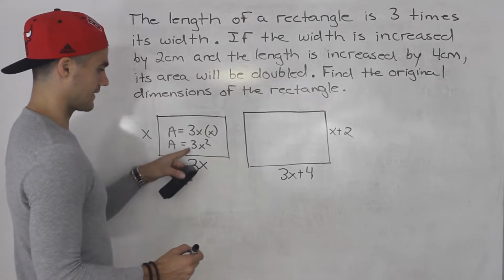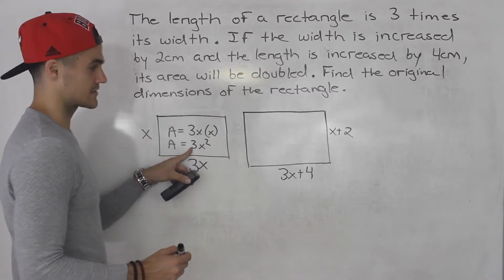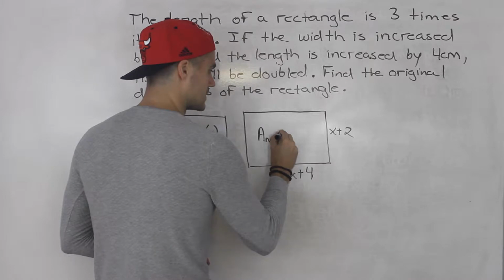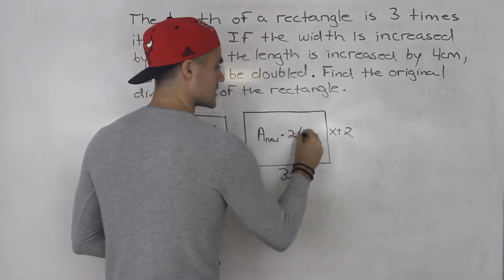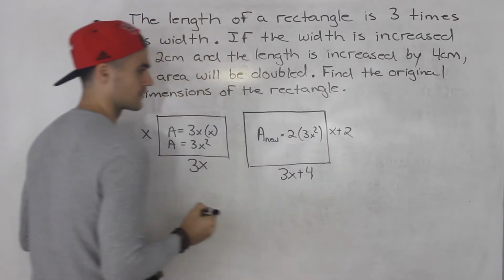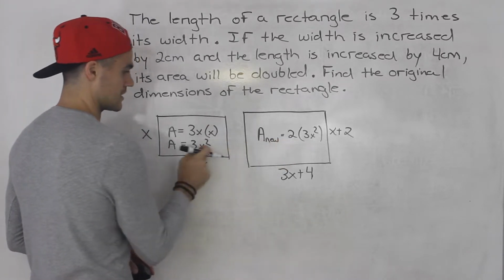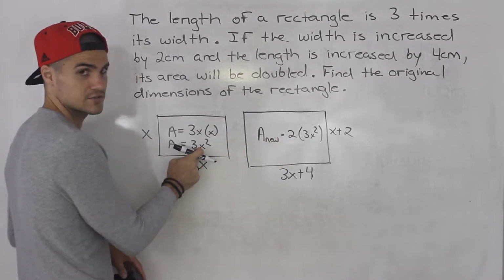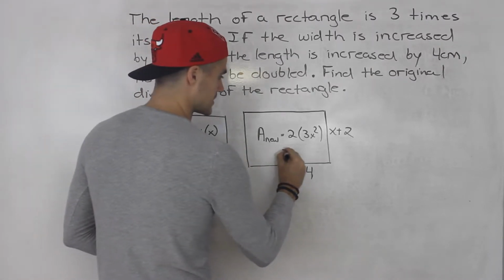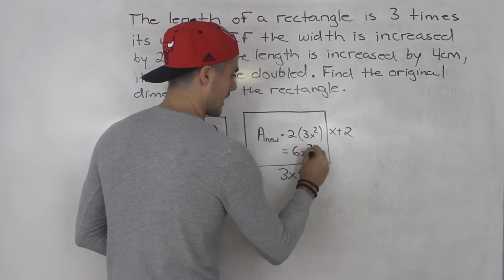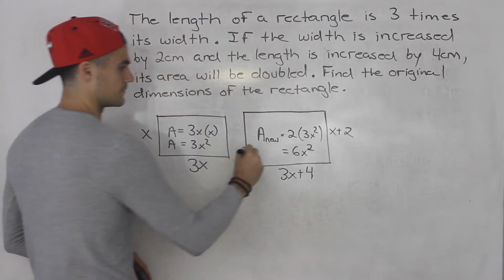So if we know that the area here is 3x squared, then we know the new area, let's call this area new, is equal to 2 times 3x squared. Right? Does that make sense? 2 times the old area, and we know the old area is 3x squared. So that means that the new area is going to equal 6x squared.